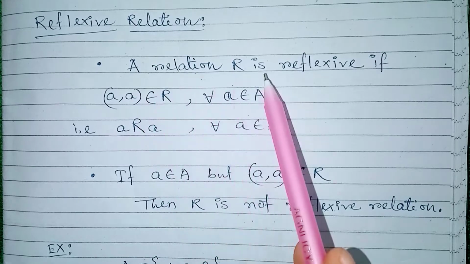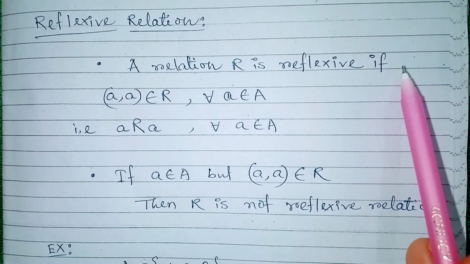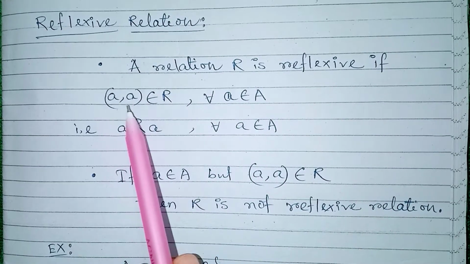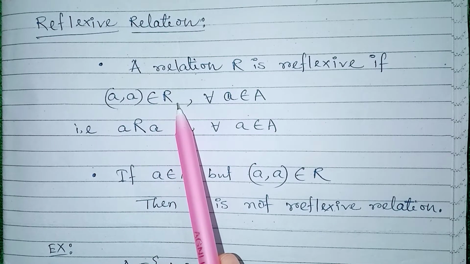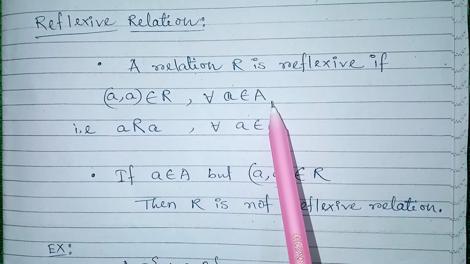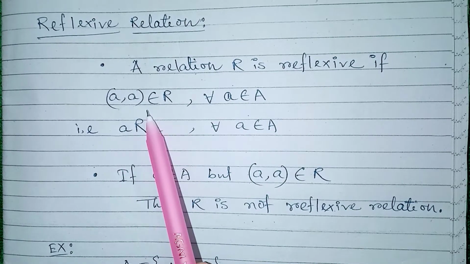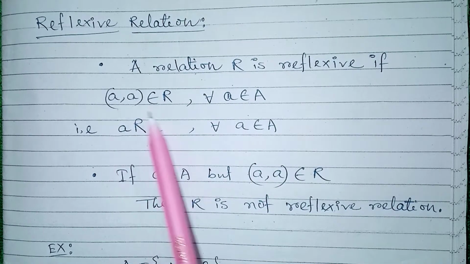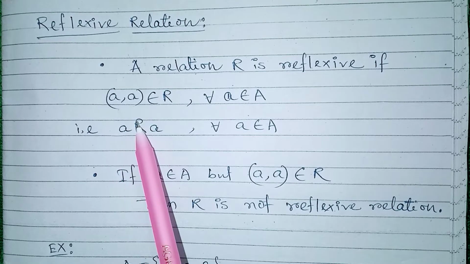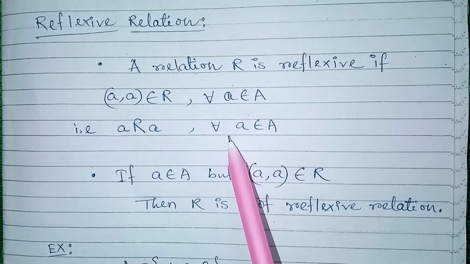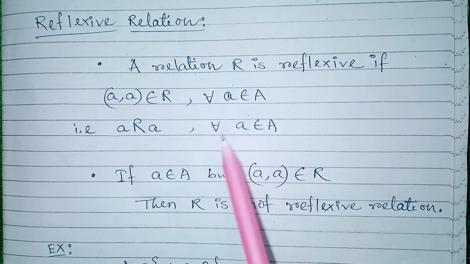Suppose a relation R is reflexive if (a, a) belongs to R for all a belongs to A. That is, we can write this way, a related to a. We read this symbol this way, a related to a, for all a belongs to A. This is the symbol of for all.